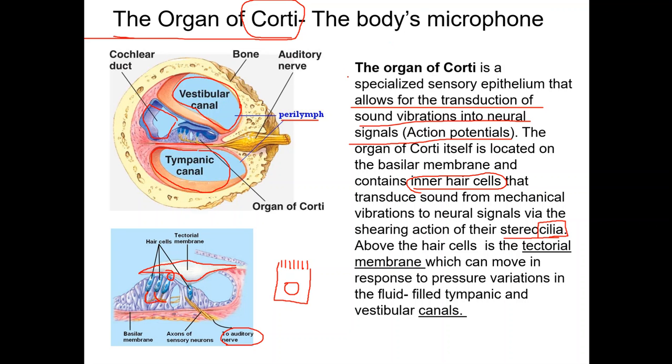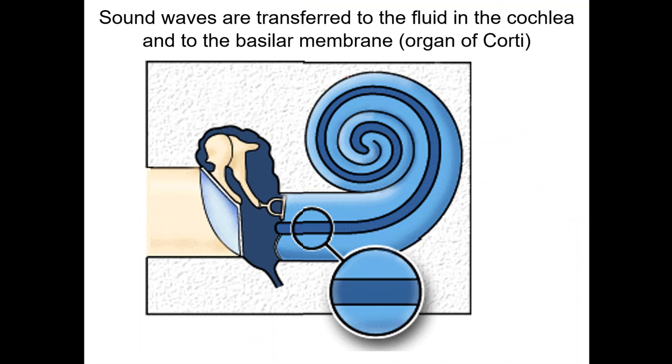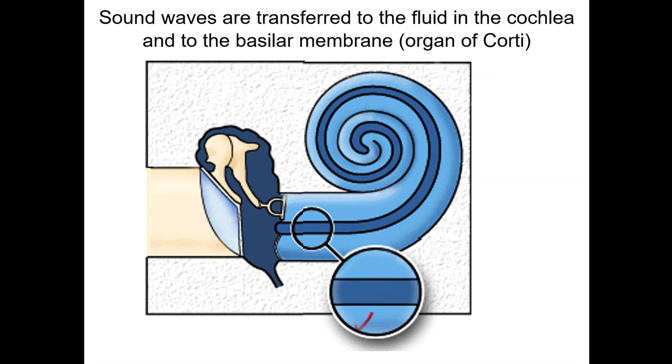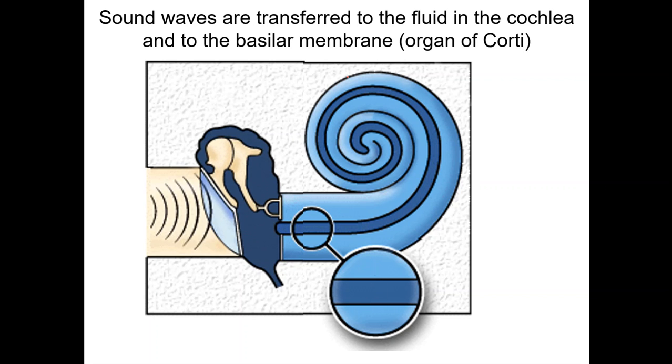All right, so with that said, I just wanted to show you an idea of how things happen here. Sound waves are transferred to the fluid in the cochlea and then to the basilar membrane, which contains the organ of Corti.